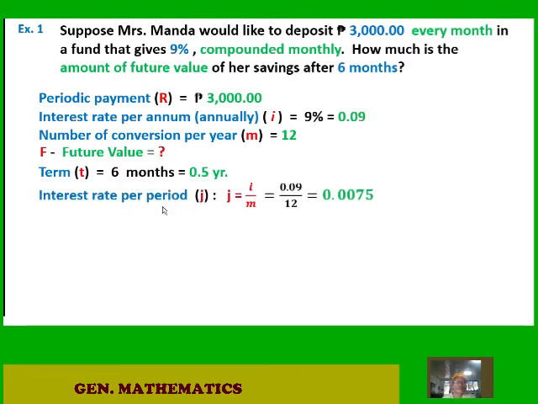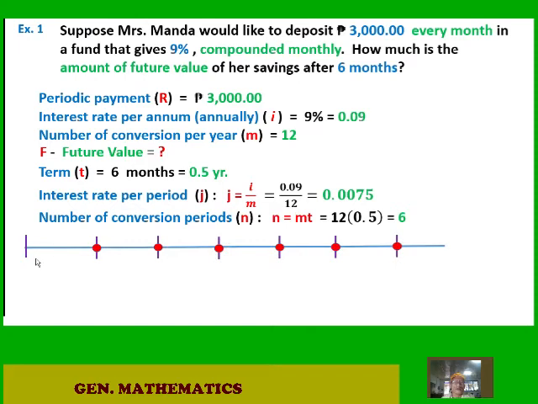So we are going to determine the interest rate per period, J equals I over M. I is 0.09, M is 12. So this is the value. Number of conversion periods N, M times T. So 12 times 0.5 is 6.